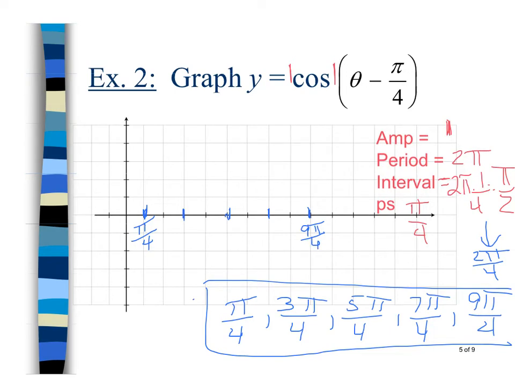So it's a cosine, amplitude of 1. So there's my 1. Here's my negative 1. I'm going to start up at the 1, but I start at the pi over 4. So it just keeps going how I do my regular cosine curve. And there you go. You're all set.